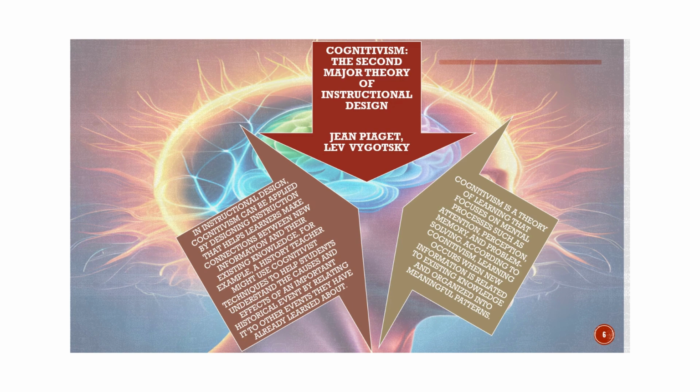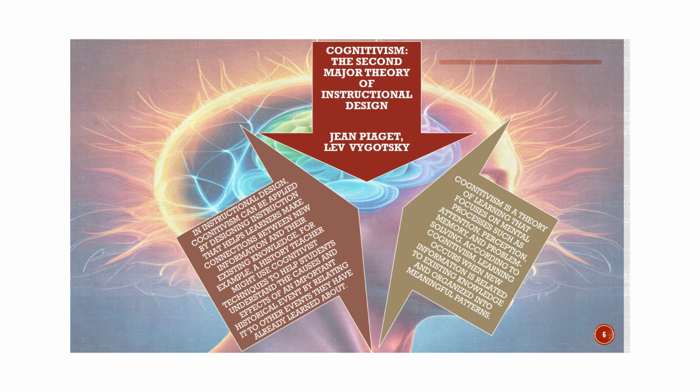The second major theory of instructional design is the work of Jean Piaget and Lev Vygotsky, which is cognitivism. Cognitivism is the theory of learning that focuses on mental processes such as attention, perception, memory, and problem solving. According to cognitivism, learning occurs when new information is related to existing knowledge and organized into meaningful patterns.